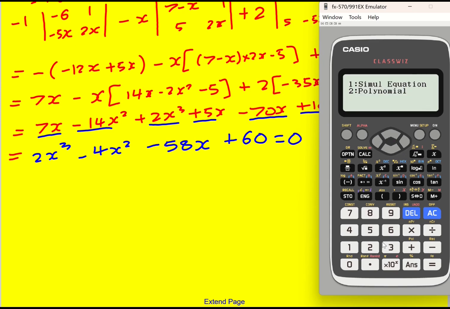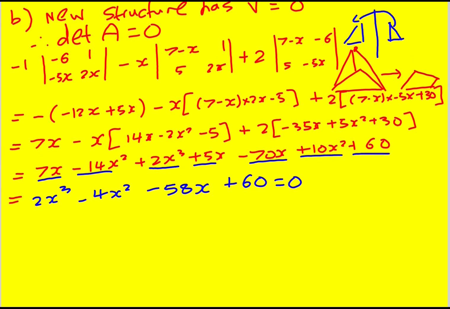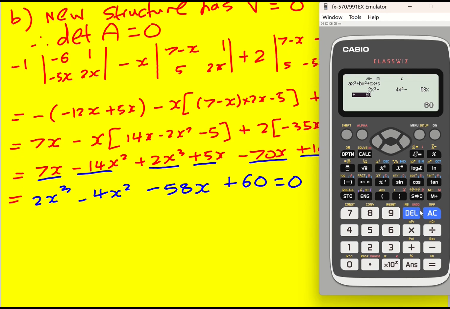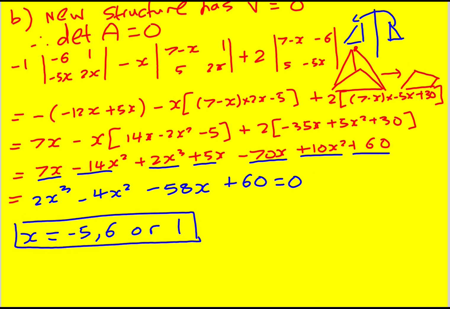So equation function, polynomial, degree 3, 2, minus 4, minus 58 and 60. You kind of have to think about how long they would expect you to spend getting just 4 marks. We've had to do this. We can't do it any quicker. So this bit here is just like an extra mark at the end, really. We know how to solve a cubic. And so it gives minus 5, 6, or 1. All of those values would lead to the points becoming coplanar.